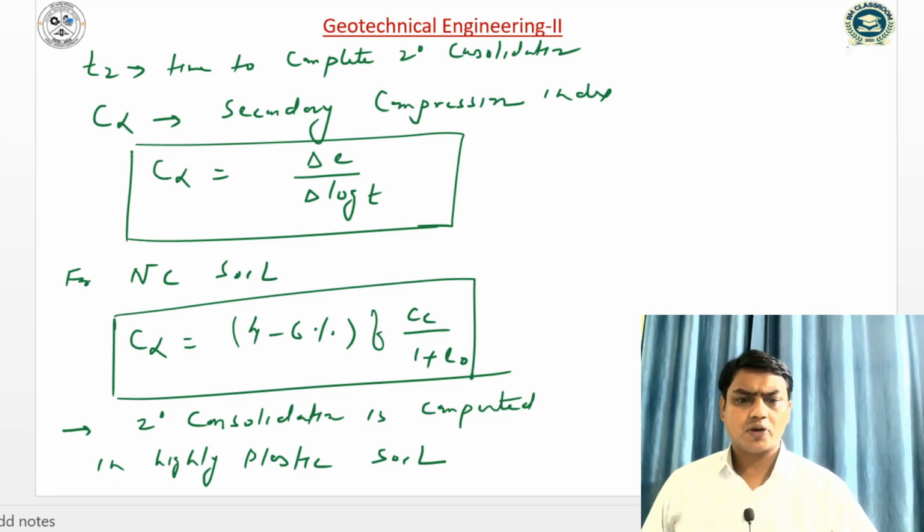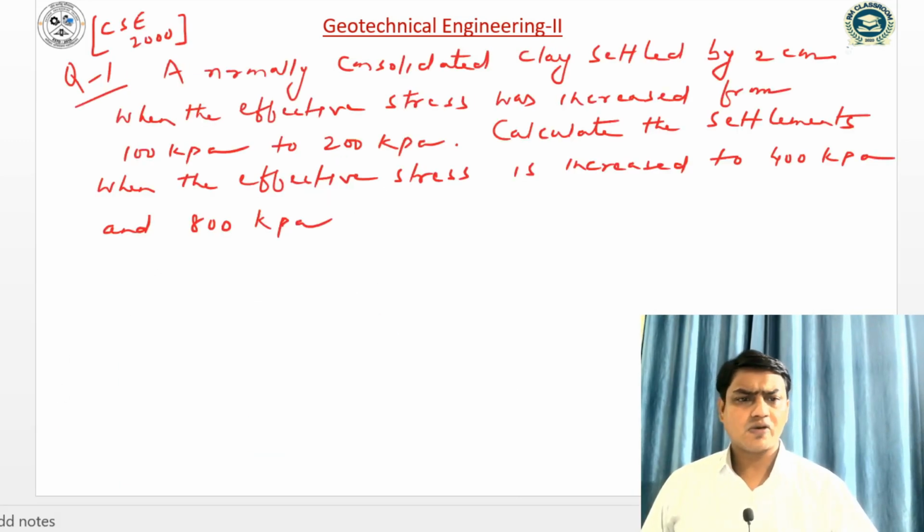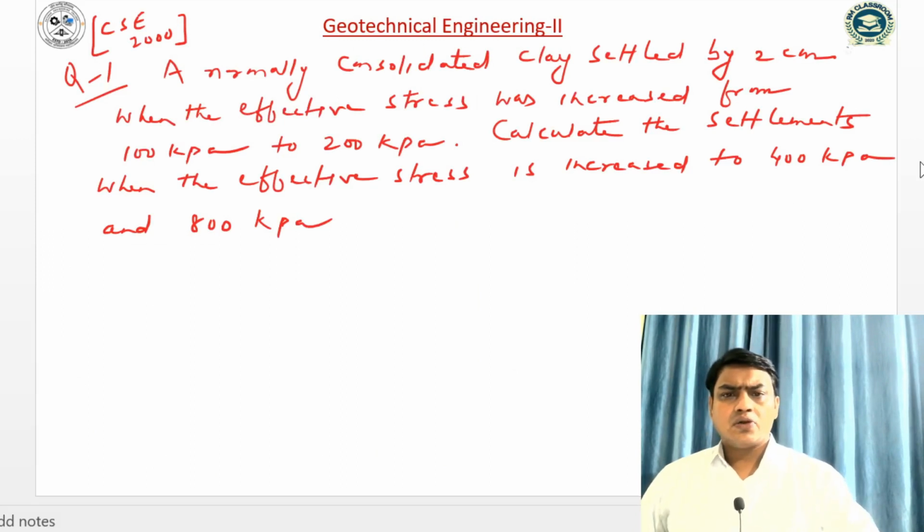So let us take the first problem of the day. A normally consolidated clay settled by 2 cm when the effective stress was increased from 100 kilopascal to 200 kilopascal. So we have to find the settlements when the effective stress is increased to 400 kilopascal and 800 kilopascal.